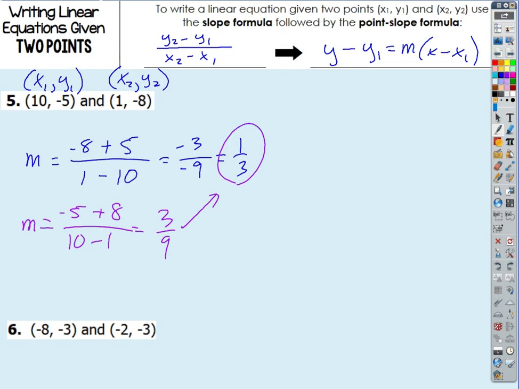So now we've got a slope, right? All we have to do is plug these values into point-slope form, okay? So what's that going to give us? Jasmine, help me out here. What goes where? What am I plugging in for m? The 3. Wait, no, 1/3. Okay, so we've got 1/3 going in for m.